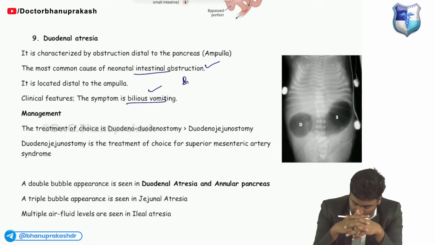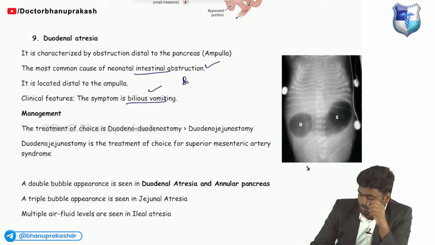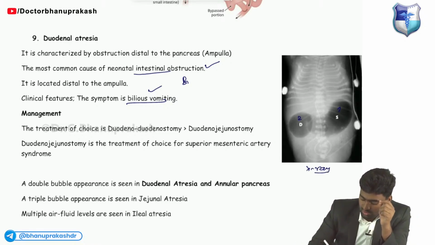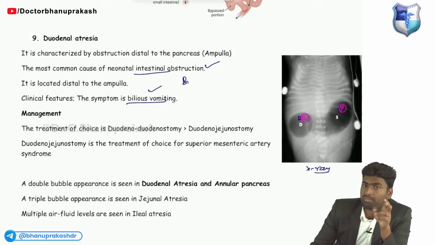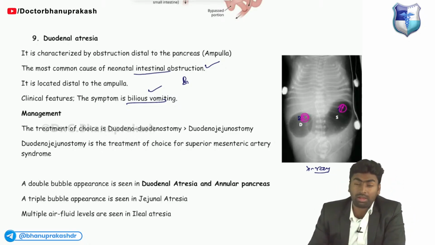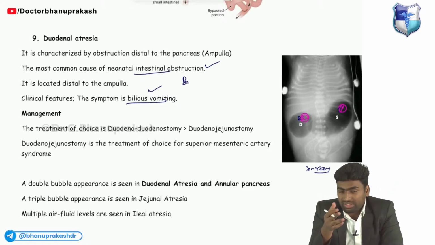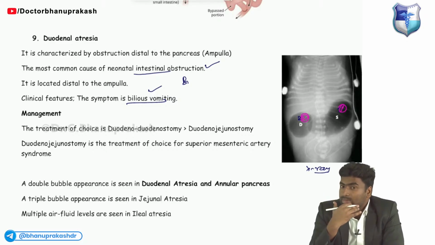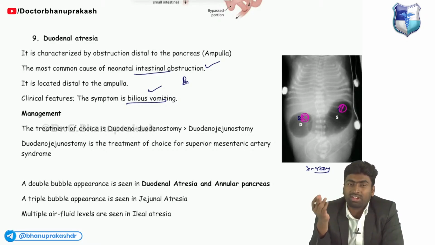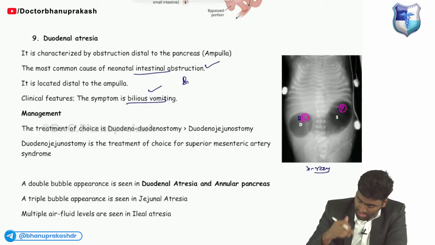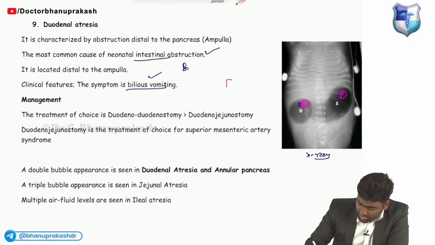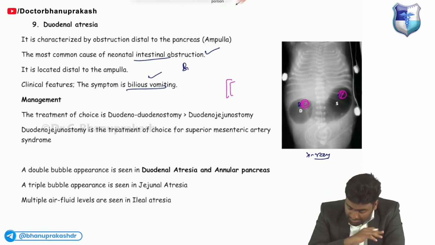Once the child vomits, you do this X-ray where you will be able to see this 1 and 2, the double bubble appearance. This double bubble appearance is characteristic for duodenal atresia, if it is in infants. Whereas in a later part of age, it can be due to some other complications, for example annular pancreas. Fine. So next, the treatment. It can be associated with Down syndrome.